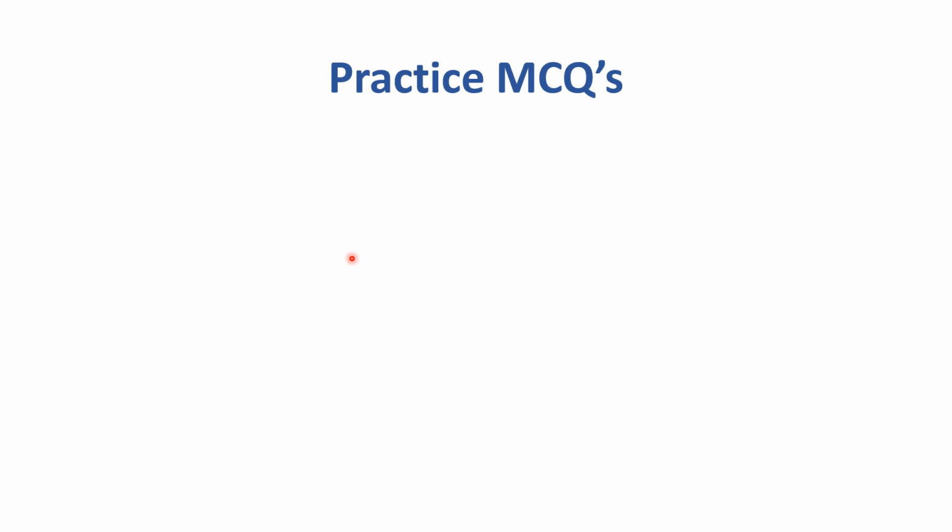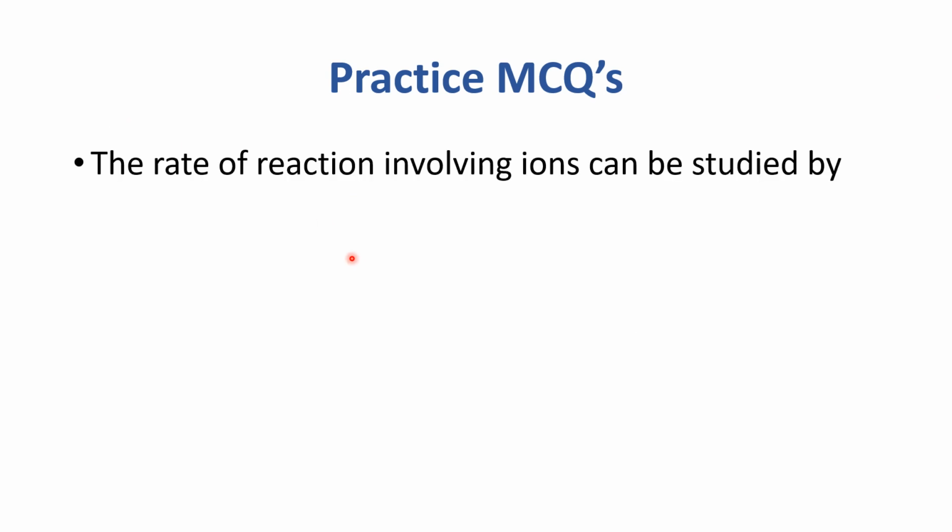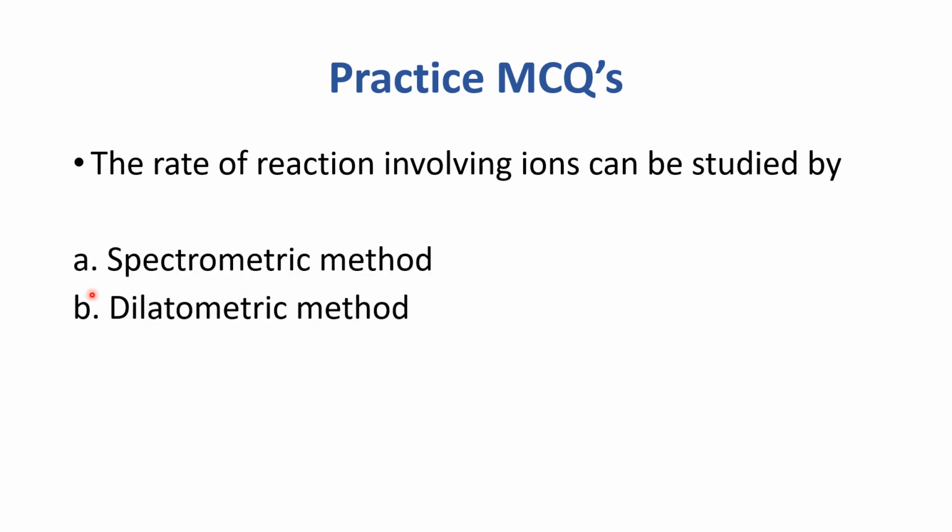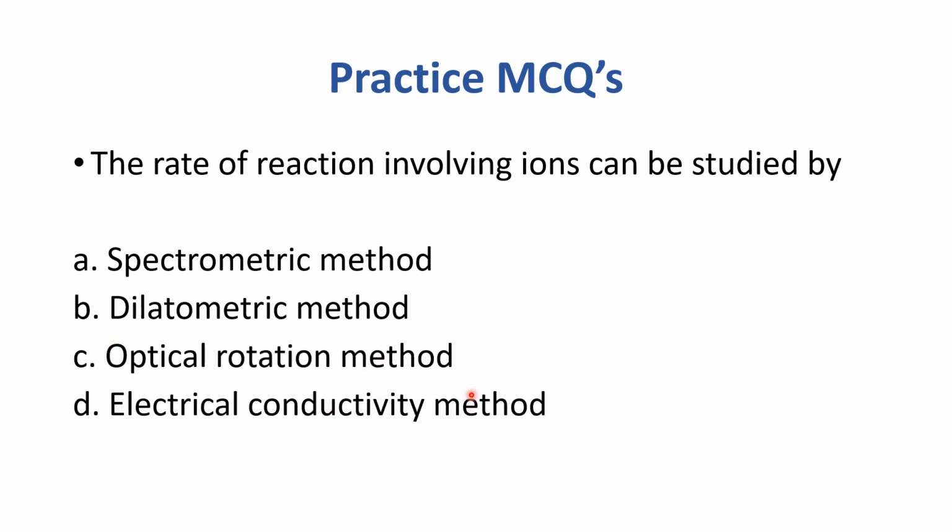Here is a practice MCQ: the rate of reaction involving ions can be studied by spectrometric method, dilatometric method, optical rotation method, or electrical conductivity method. And the correct answer is electrical conductivity method, क्योंकि इसमें ions involved हैं और ions electricity को conduct करेंगे. That's why we use electrical conductivity method.